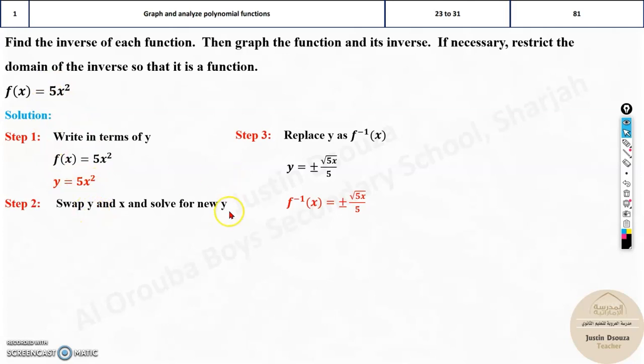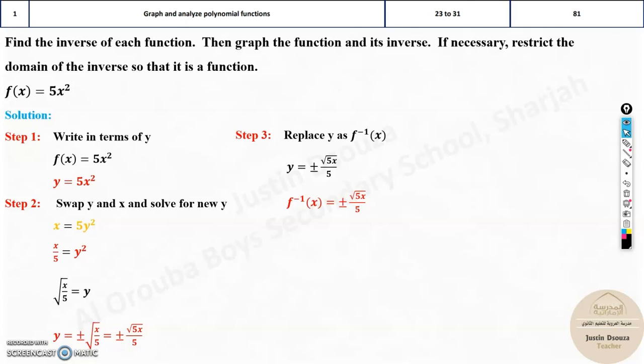Now swap x and y and solve for the new y. What you do is, over here, instead of x I put y, and instead of y I put x, and then solve for y. Take the 5 to the other side. Take the square root on both sides. Over here it will be square root of x by 5. Now remember, always when there is a square root, it's either plus or minus. So now y equals plus or minus square root of x divided by 5.